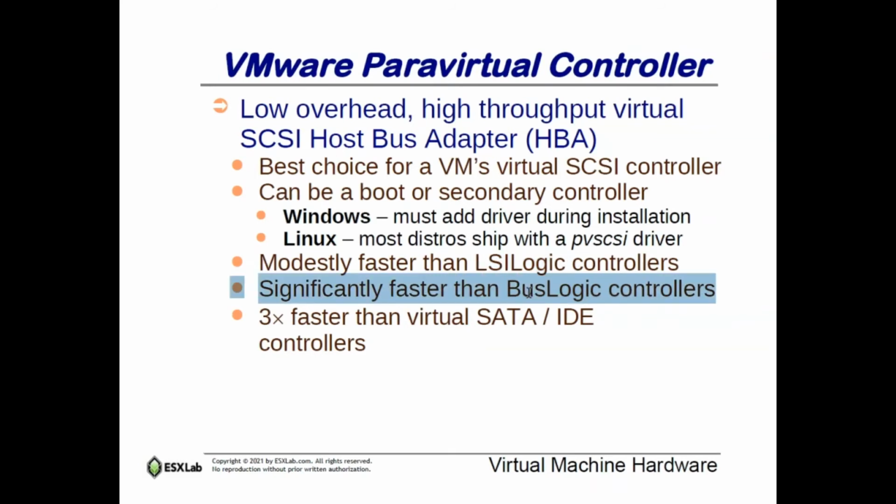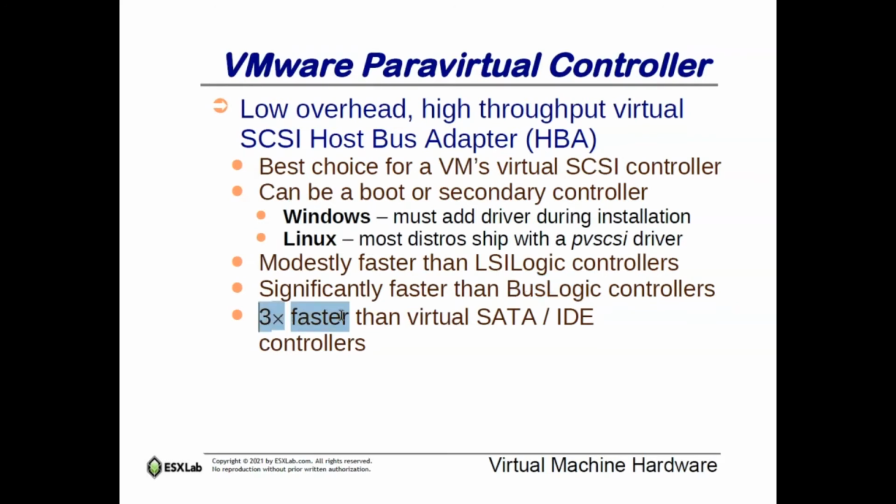You should never pick bus logic unless you have no choice. Bus logic controllers are very slow and they are not scalable. So you will notice a significant performance reduction if you pick bus logic over LSI logic or PV-SCSI. The only use case for bus logic is if you're installing Win2K3 or older, which would include Windows Server 2000 or Windows XP, and it's the only compatible storage controller. And even then, I would try PV-SCSI first.